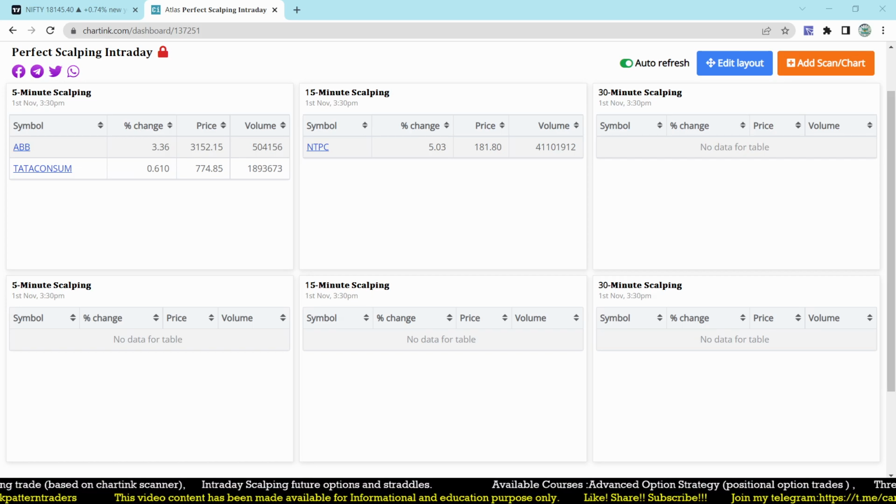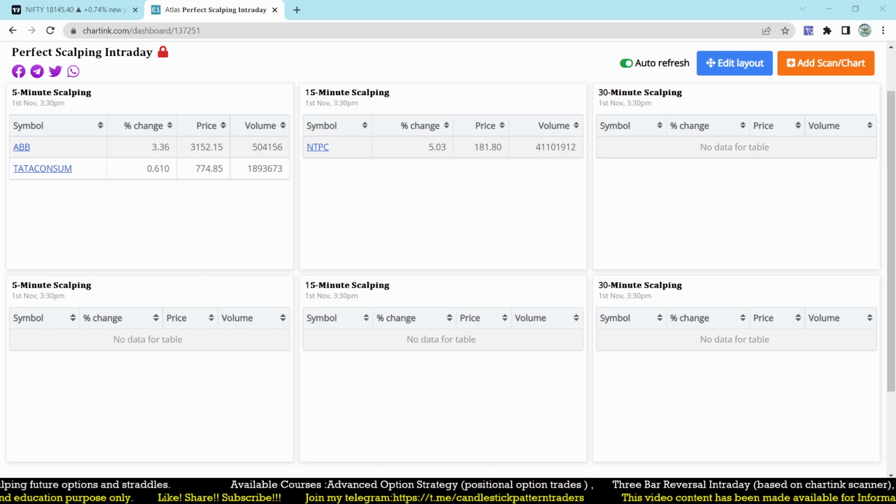In this video, we are going to discuss an advanced options strategy, that is, a perfect intraday scalping. Based on that, we have done a live trade today on our YouTube. We found Tata Consumer and NTPC, and ABB, but ABB we are ignoring due to illiquidity. Tata Consumer and NTPC are the stocks we are focusing on for today's trade, and we booked some profit on that.